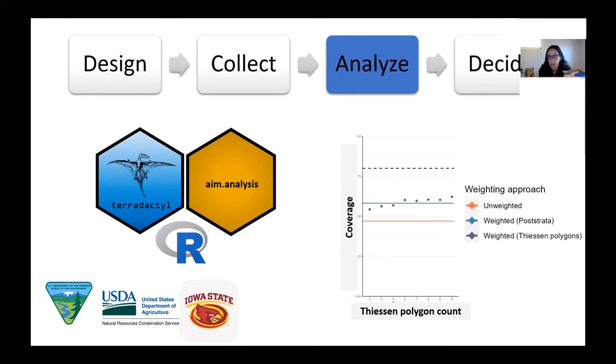So we not only can say 3 out of our 10 plots meet these objectives, but this proportion of the landscape is meeting our objectives, which is generally how BLM and NRCS are looking to frame answers to their questions.